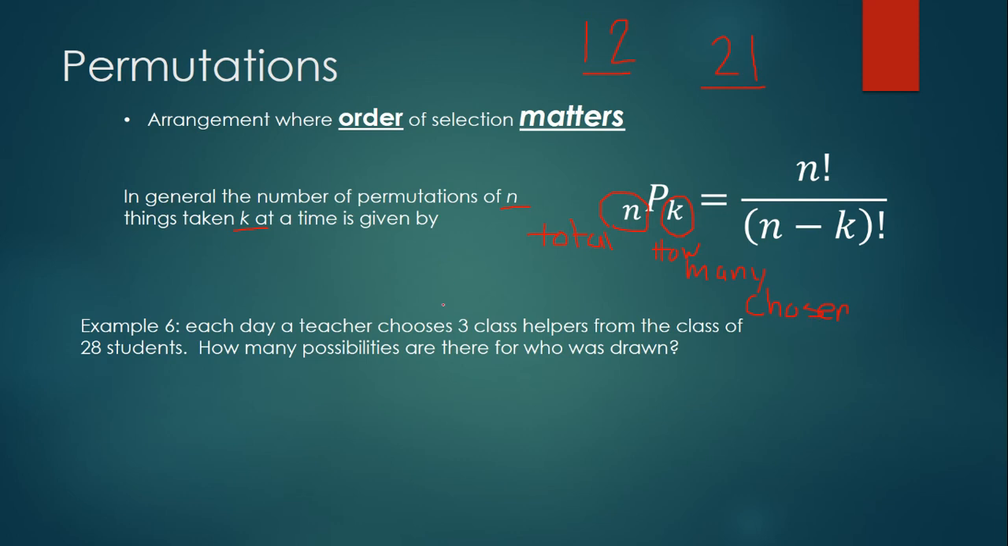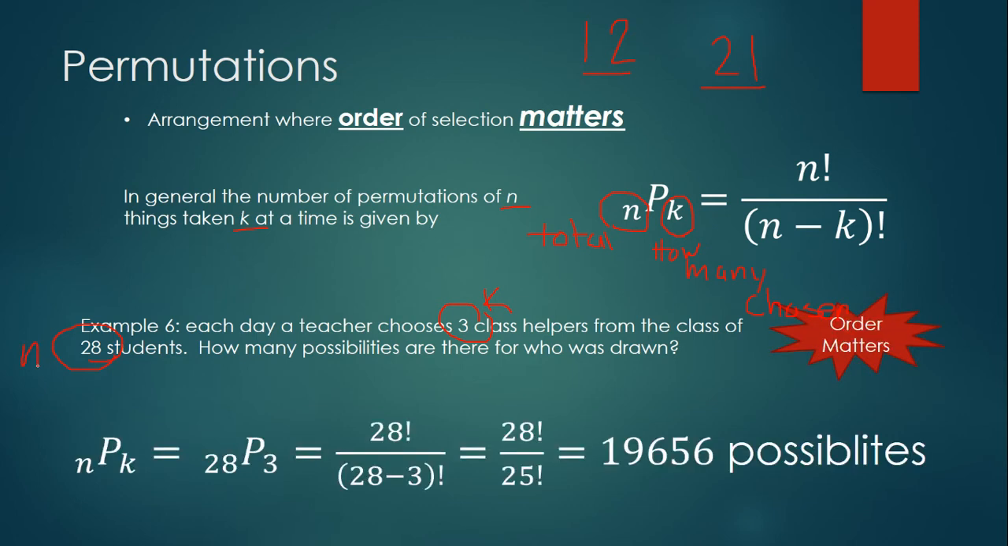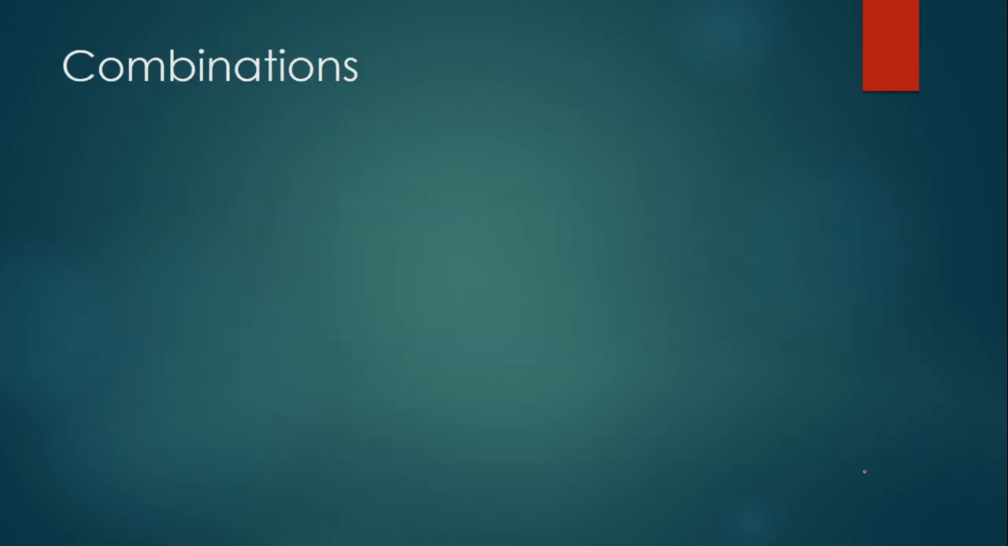So we're looking at P. I'm drawing 3, so this 3 is going to be my k, and I have a class of 28 students, so that's going to be my n. Order matters. Then if I put this in place, nPk, the 28 goes on the left, the 3 goes on the right. If I put that in the formula, 28 factorial over (28 minus 3) factorial is 28 factorial over 25 factorial, which is equal to 19,656 possibilities. I'm going to show you how to do this in the calculator in a minute.